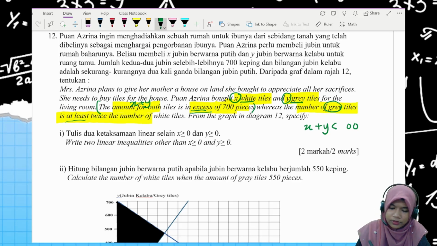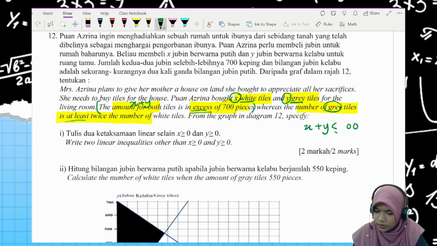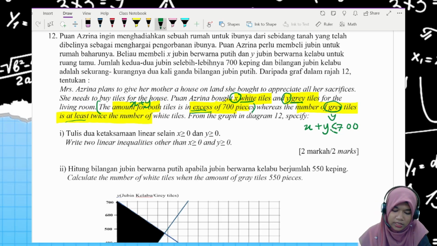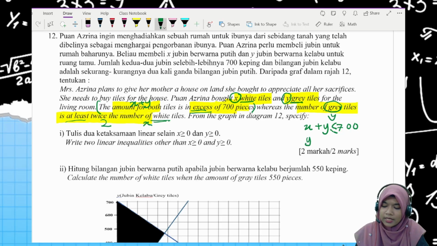Okay, for this first question, inequalities. Gray is y. The number of gray ties is at least, and at least means y must be more. At least twice. Twice is 2. The number of white ties, white ties is x. So the second inequality involved here is y at least, so greater than or equal to 2x. So now you get two inequalities.